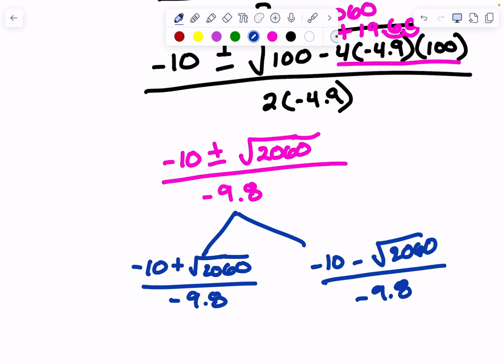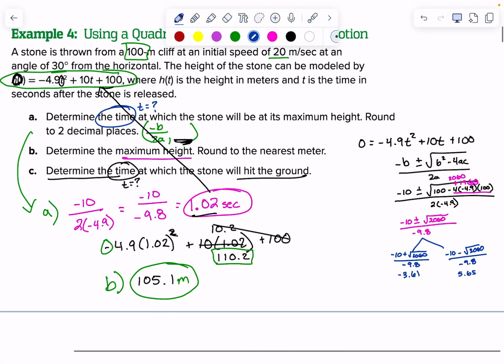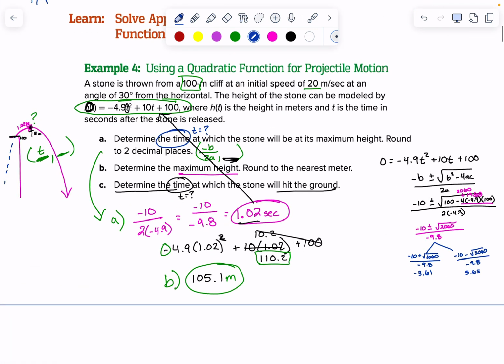So negative 3.61 is the one with the plus, right? And 5.65 is the other one. Okay, now here's what this means.